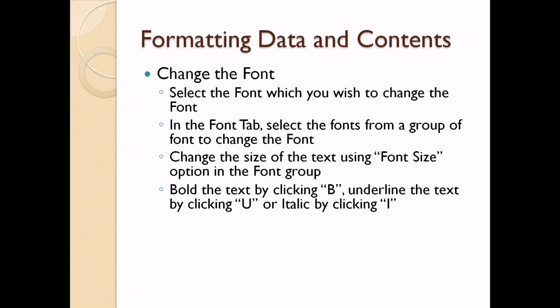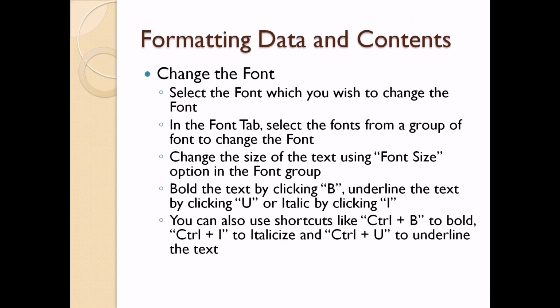You can also bold the text by clicking B, underline the text by clicking U, and by clicking I, you can italicize the text. Using shortcuts, you can also bold by clicking Control plus B, Control plus I to italicize, and Control plus U to underline the text. Let's do it on the Excel.